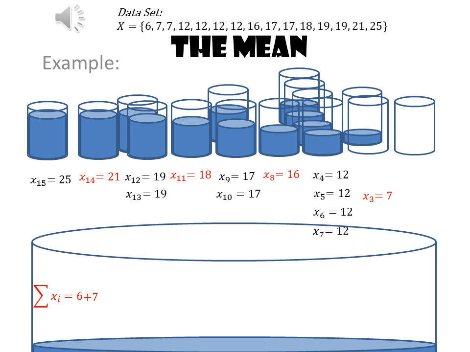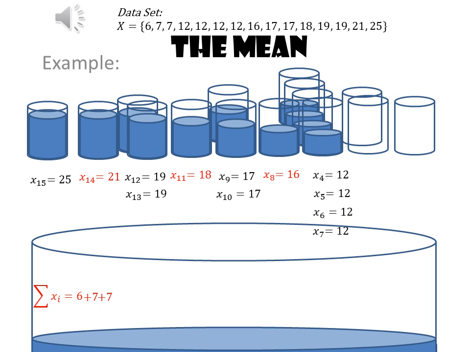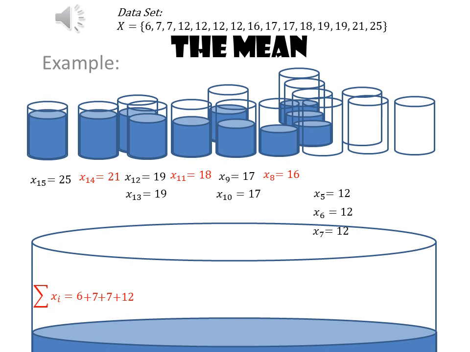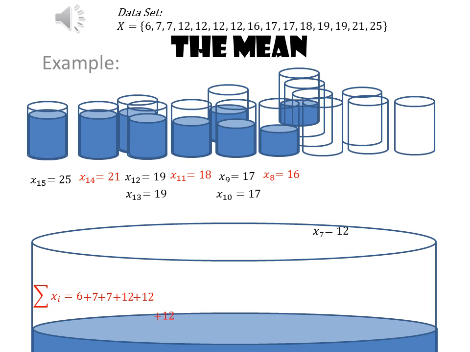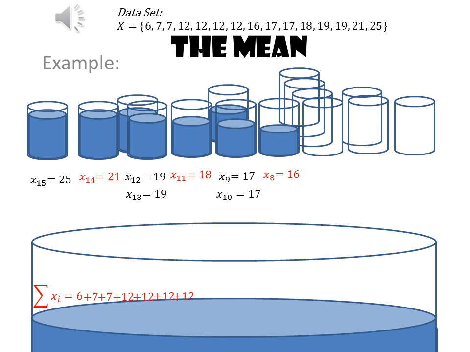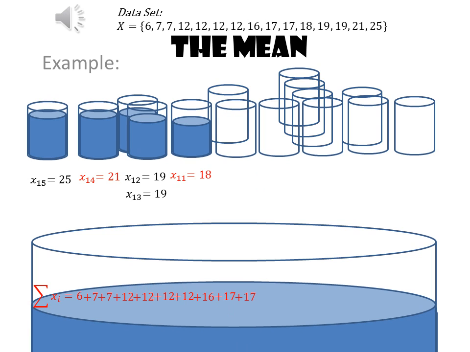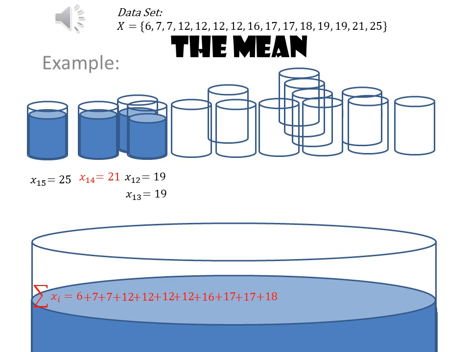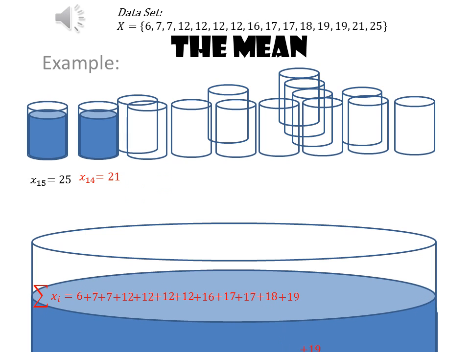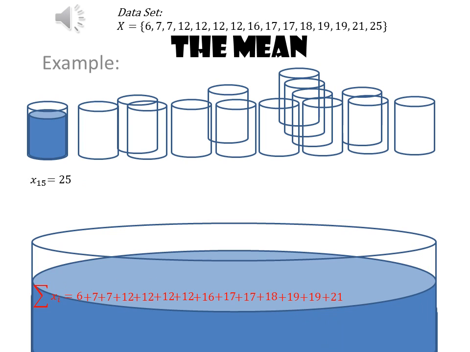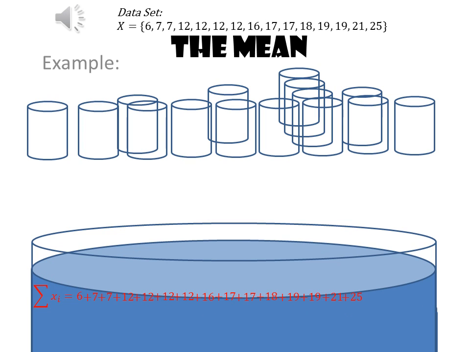And I'm going to continue this way. x3 I'm going to add 7, so I'm up to 20. x4 I'm going to add 12. x5 I'm going to add another 12. Then x6, x7, x8, x9, x10, x11, x12, x13, x14, and finally x15. Once I've aggregated all of these glasses of water into one big bowl, I see that I have 220 units of liquid in the big bowl.